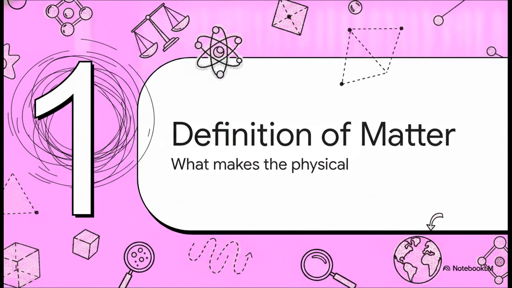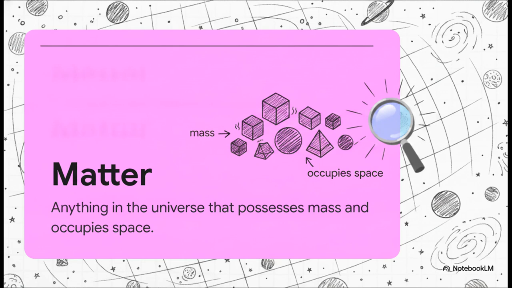All right, Section 1, the definition of matter. Before we can get into the complexities of the universe, we've got to establish the absolute ground rules for what actually makes up the physical world. So, the scientific definition is actually pretty simple. Matter is just anything in the universe that possesses mass and takes up physical space. That is the ultimate prerequisite for existing in our physical world. If it lacks either of those two things, it's not matter.